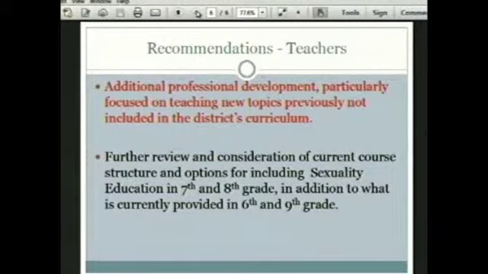I think you all in the written report have several specific standards, but I wanted to highlight two of the recommendations that they made, particularly the one focused on professional development.